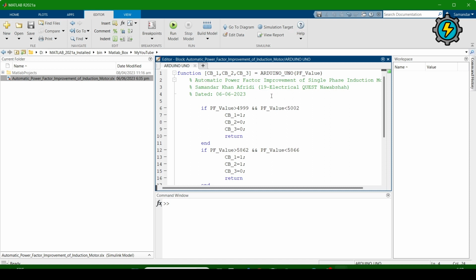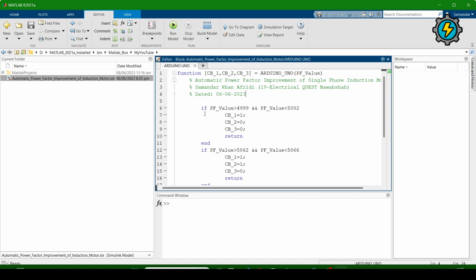One is the name of the project, automatic power factor improvement of single phase induction motor. Then my name is Samandar Afridi, I am 19 electrical from Quaid-e-Awam University of Engineering, Science and Technology, Nawabshah. And today's date is 06/06/2023. And then there is the main program which performs the function. So now we will understand from the beginning.